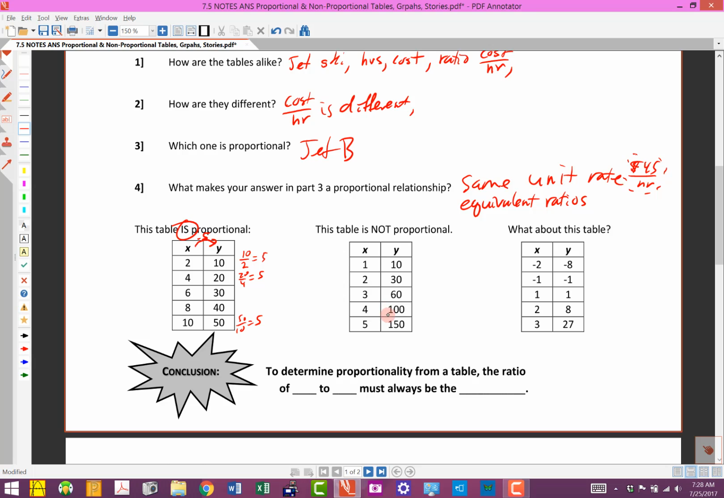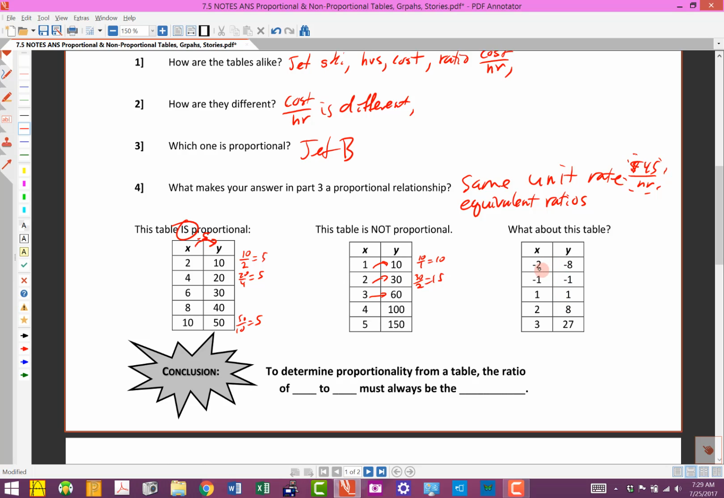This one is not proportional, and we can tell by doing the same thing. We can do 10 over 1, so the unit rate here, or the reduced ratio, would just be a 10. And then on this one, if we do 30 over 2, we end up with 15. So those are not the same. So in other words, there's no scale factor that lets us go from one to the other. Like on this one we'd have to multiply by 10, on this one we'd have to multiply by 15, on this one we'd have to multiply by 20. So they're not the same ratio. Okay? So what about this table right here?